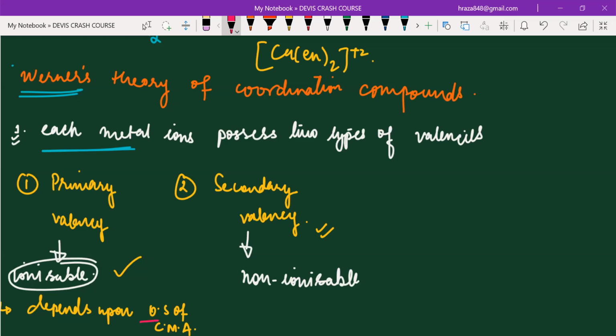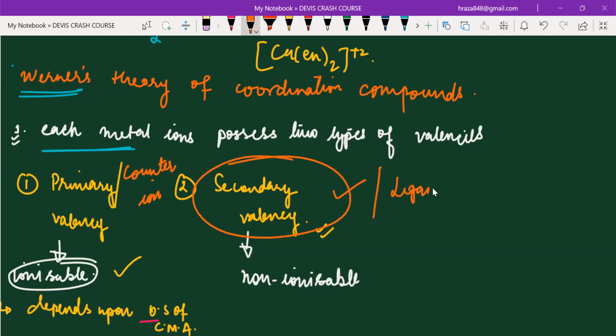That's why we did see, first I wrote K and then see that there is plus three oxidation state. Then I did K2 and for Cl3. Are you getting my point? So this is the concept behind it. Primary valency now is known as basically your counter ion. And as you can see, this is your secondary valency, which is non-ionizable, and now it is known as ligands, right?